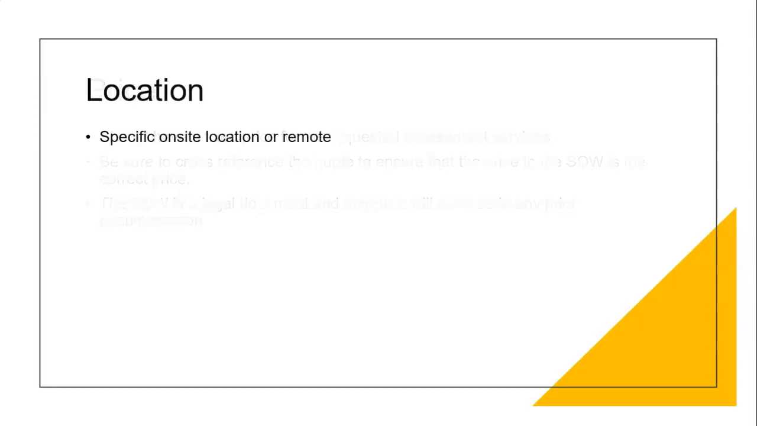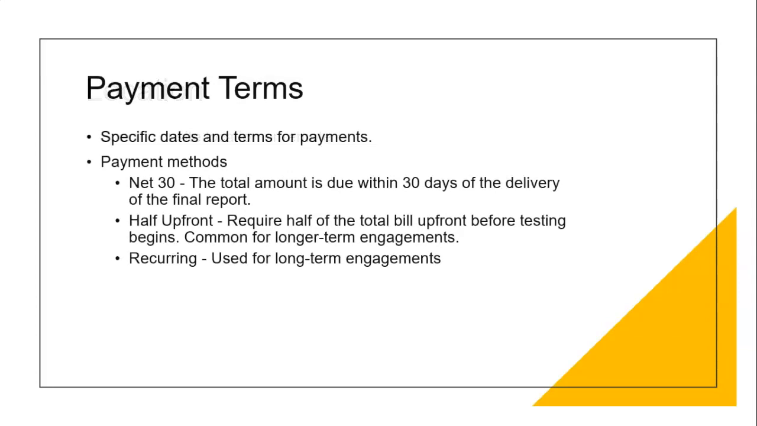Location. If you have to travel, you need to annotate it inside of the statement of work. And if you don't, then you may end up paying for that out of pocket. Payment terms. You need specific dates and terms for the payments. Normally, net 30. The total amount is due within 30 days of the delivery of the final report. But there are other payment options. You can discuss this with the client up front, and you both can agree on how you will be paid.